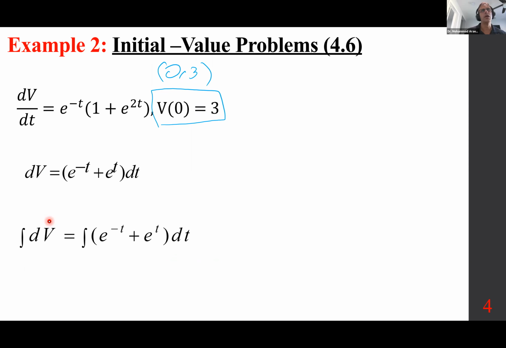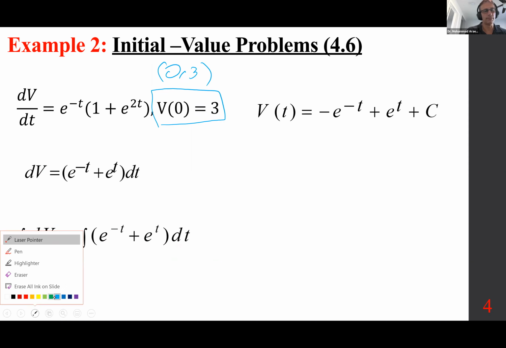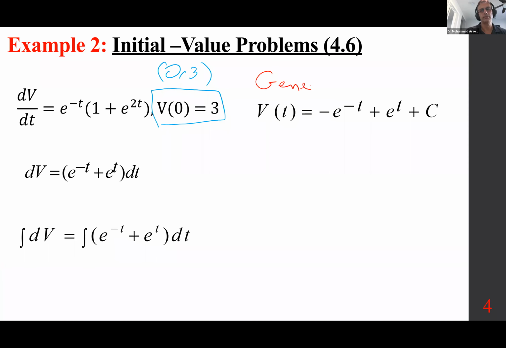So the left side becomes v of t, and the right side is very simple. This one is minus e to the power of negative t. This is itself e to the power of t and a constant. This is the general solution class. Now we are going to plug this in to find the value of the constant.